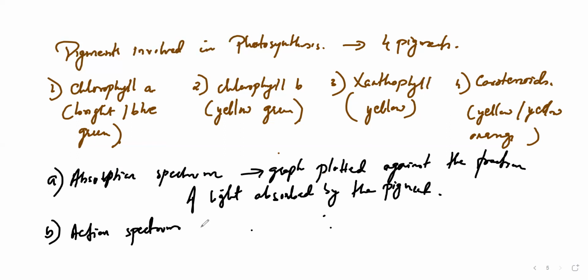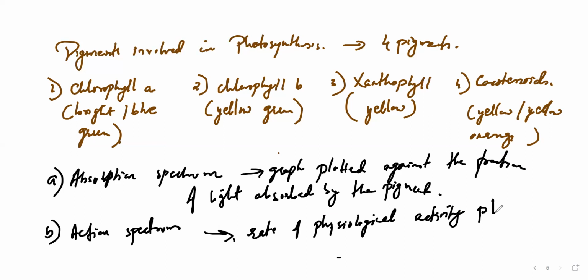Whereas action spectrum means what? Here you will see the rate of physiological activity plotted against wavelength of light.